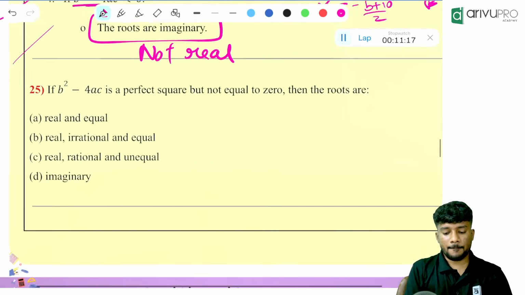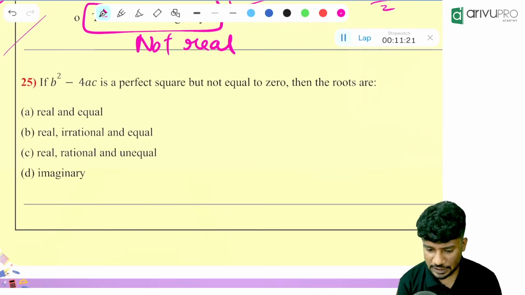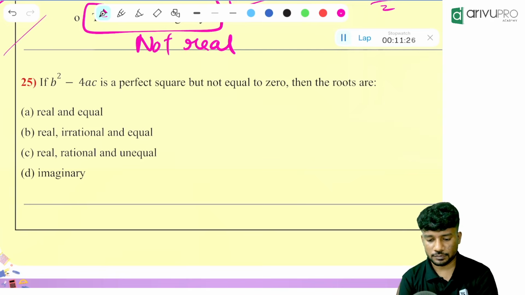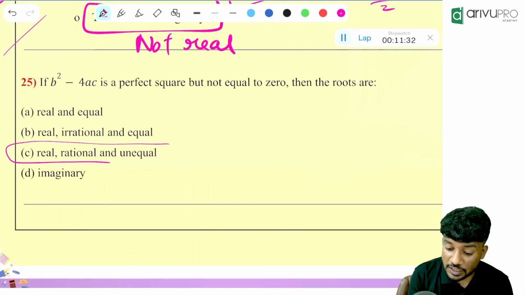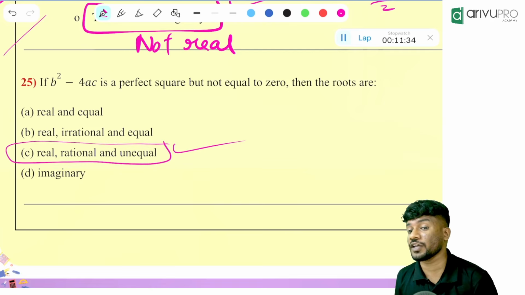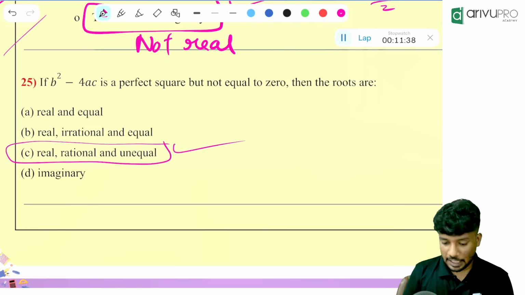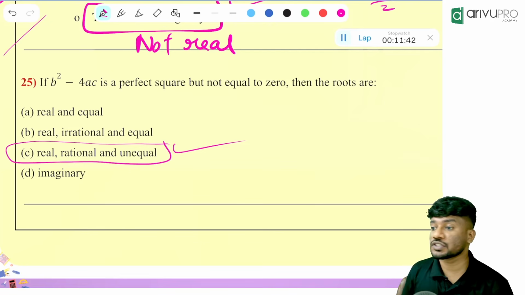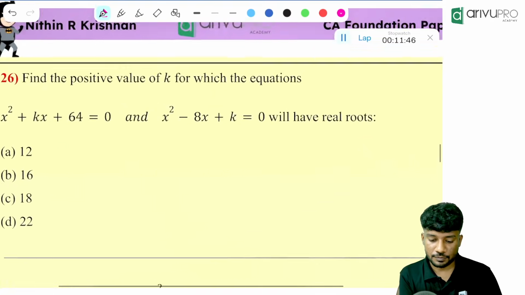Now, get me the first question. b square minus 4ac is a perfect square but not equal to 0. The roots are what? Real, rational and unequal or distinct. Correct? If it was 0, we could have said that they are equal and real. Here it is real, rational and what? Unequal or distinct. That is important. Next question, look here.